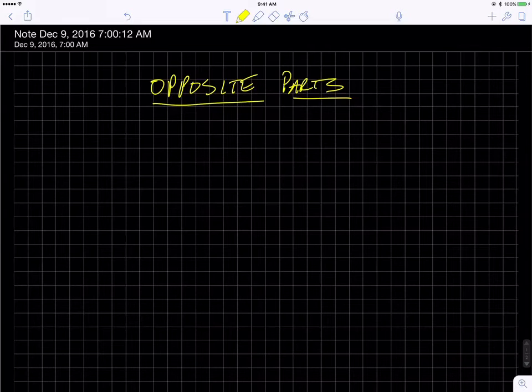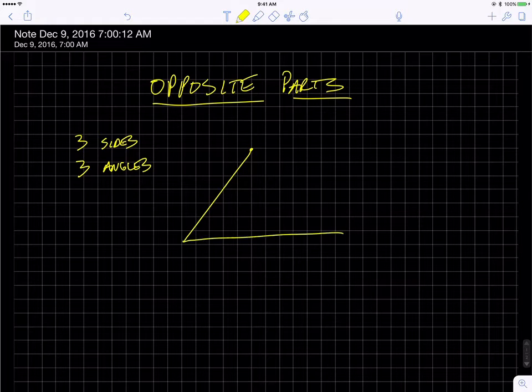Okay, this one's going to talk about the opposite parts in a triangle. So remember, we're talking about 6 parts here. We're talking about 3 sides and 3 angles. The first thing you need to be able to identify in a triangle is which side is opposite which angle.